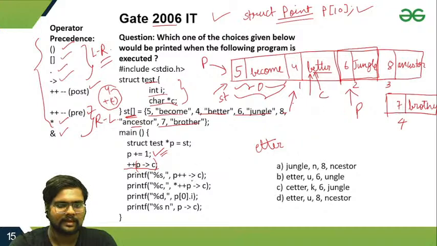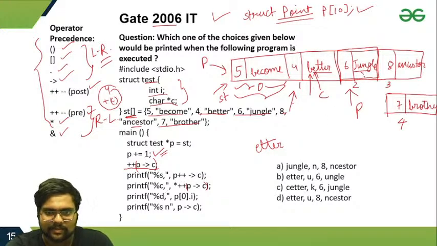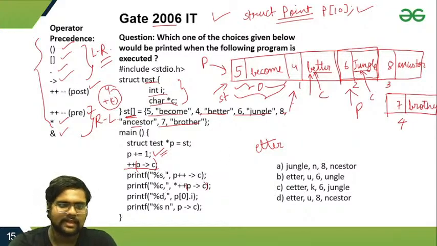Now in this we are first taking star plus plus p then arrow. We know that arrow has the highest precedence, so first p arrow c will be evaluated. It will print jungle. Then we will increment it, so its value will be incremented. Now c will be at u, and then we will take the value of it, so u will be printed. Then c is here.